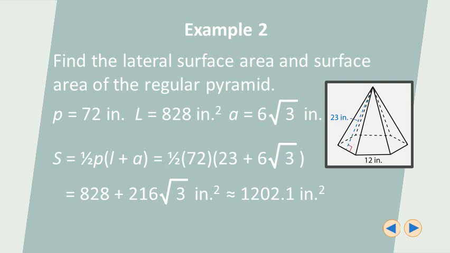So again, it's somewhat involved, but once you know how to just plug the numbers in, the question is: do you know your slant height? Do you know your apothem? Do I have to do some kind of calculation to find my apothem or to find my slant height? So that's going to be one of the questions you're going to have to wrestle with here.